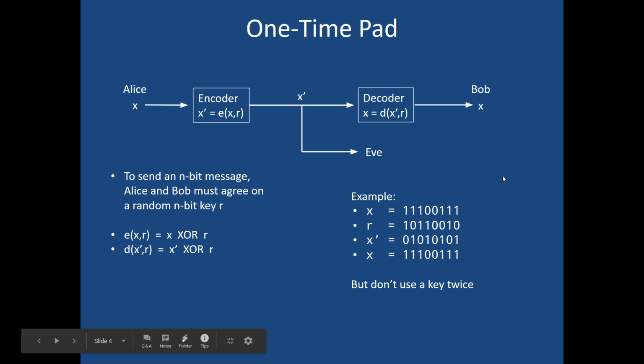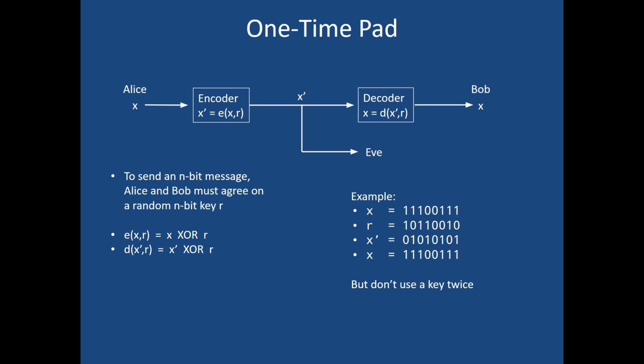But you can't use a key twice. What happens if you use a key twice? Yeah? It becomes a two-time pad, and we can use that to decrypt the first message. Basically, the security of this depends on the fact that every bit is encrypted independently of every other bit.